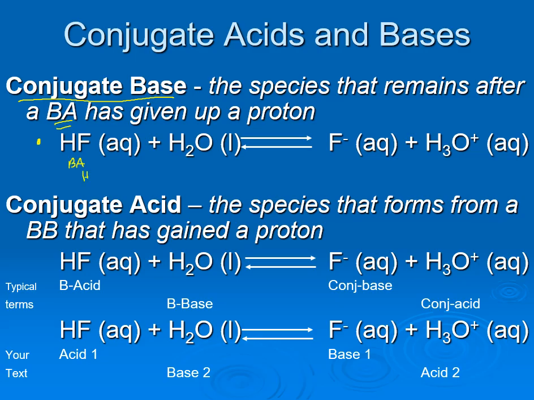It will donate the proton. Water clearly will accept the proton, so that will be your Bronsted base. That's where the hydrogen will go. That will form the hydronium ion. Well, what's left after the HF has donated the H? That's your fluoride. That fluoride is now called a conjugate base because it could reaccept the proton. The hydronium is now called a conjugate acid because it's in a position to lose its extra proton.